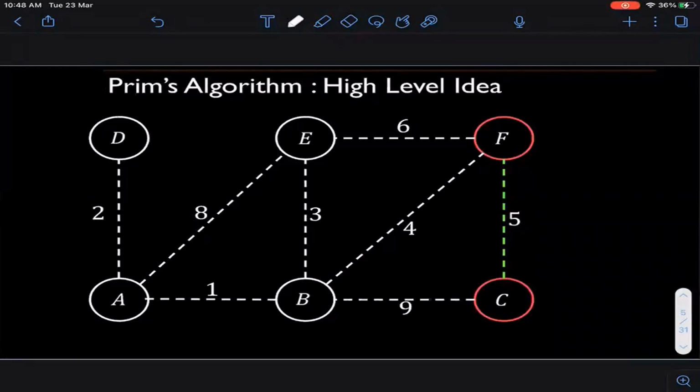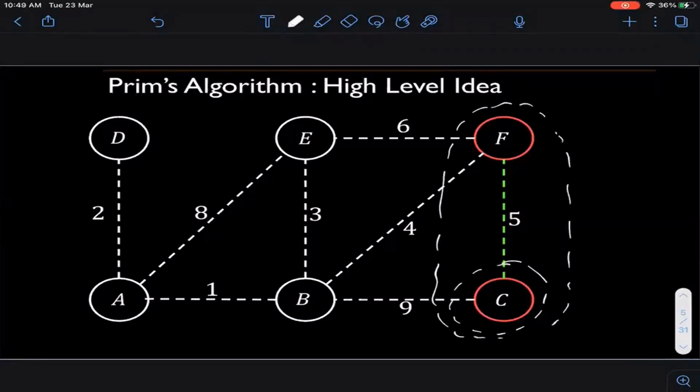And now I have included a new vertex in my capital S. So what will my capital S be? Earlier my capital S was this. Now my capital S has actually grown. So it became like this. Okay? What is the next edge that is going to be selected? Yeah. So the next edge that is going to be selected is the edge which is BF. Okay? So you just have to look at this new frontier that you have created.